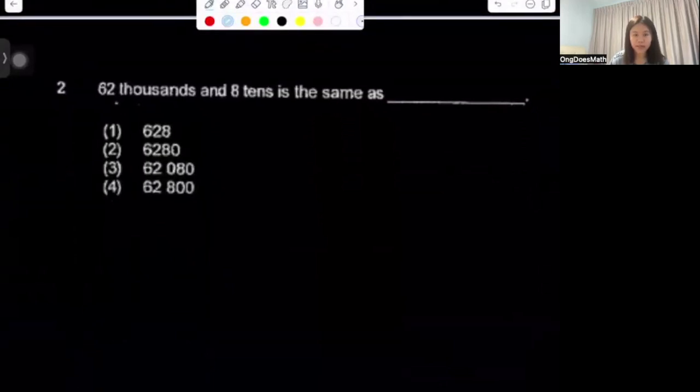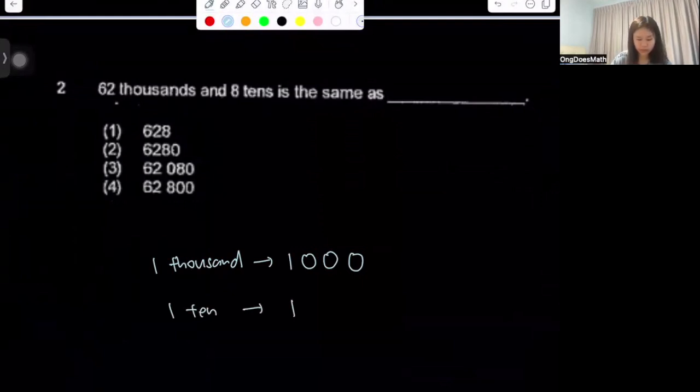62,008 is the same as blank. So let's work it out slowly. 1,000 is 1 with how many zeros? Good, 3 zeros. Tens is 1 with how many zeros?